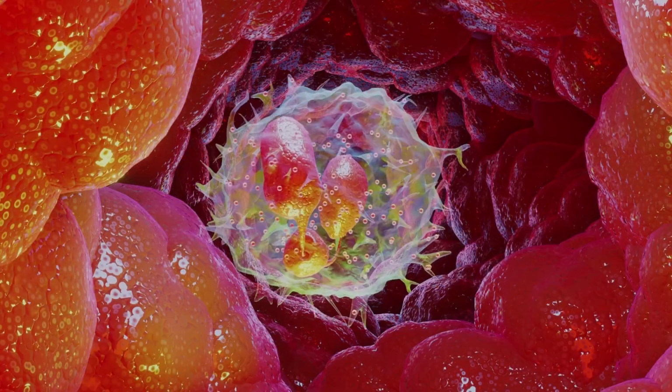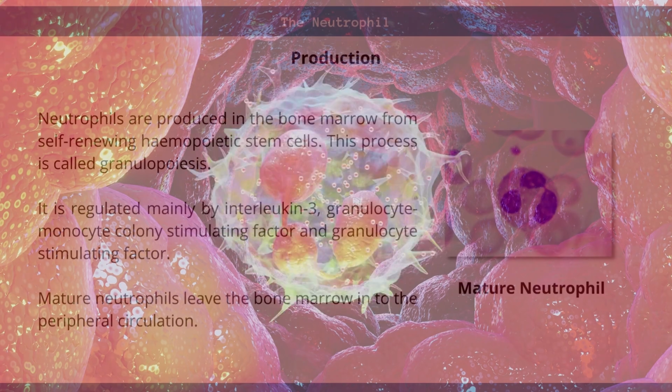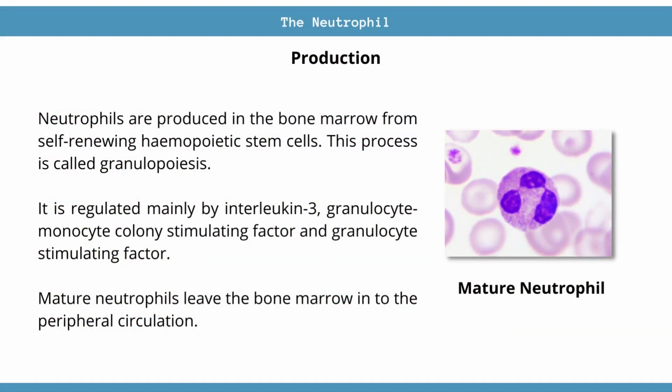In this video we will briefly be covering the neutrophil. Neutrophils are produced in the bone marrow from self-renewing hemopoietic stem cells. This process is called granulopoiesis. It is regulated mainly by interleukin-3, granulocyte monocyte colony stimulating factor and granulocyte colony stimulating factor. Mature neutrophils leave the bone marrow into the peripheral circulation.